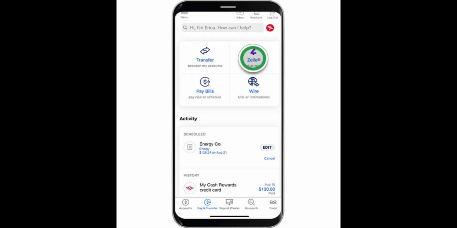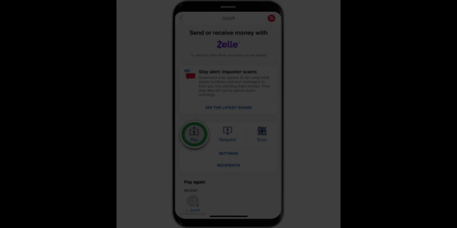If the payment is still pending, tap on the transaction. You should see an option to cancel the payment. Select Cancel and Confirm when prompted. Once canceled, the money will stay in your account.